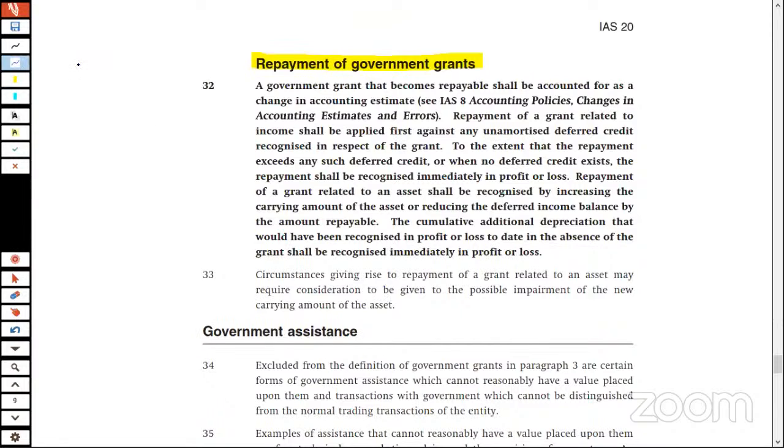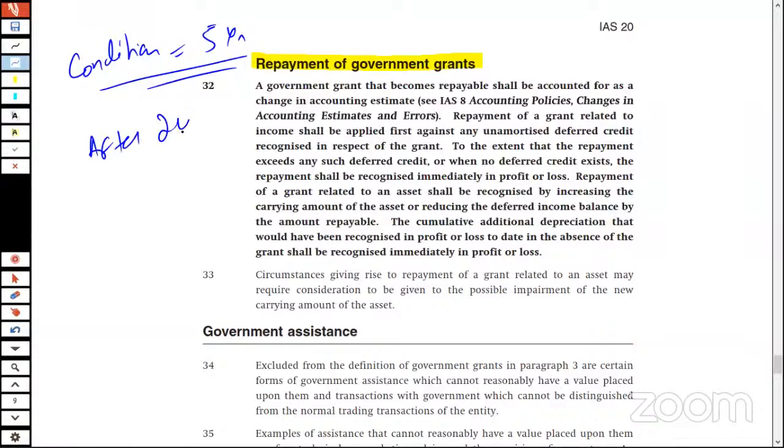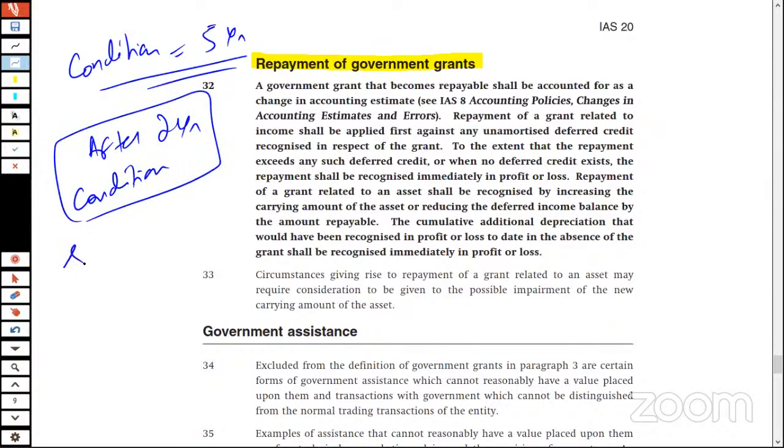Maybe what happens is you have got a grant and there's a condition of 5 years attached in order for you to be able to earn the grant. And after 2 years you are unable to meet the condition and the government requires the repayment of the grant. So the question that arises is how exactly the repayment of the grant is going to be accounted for.